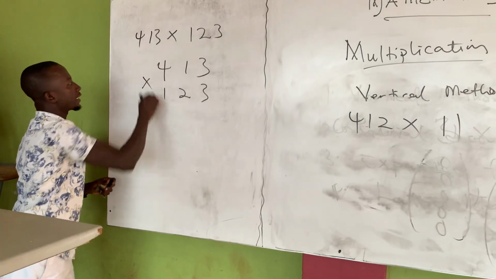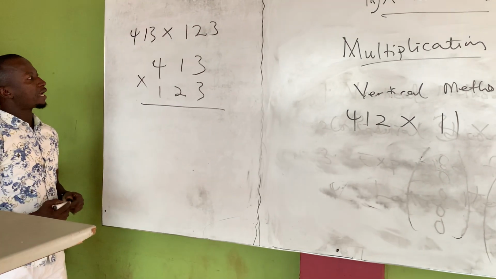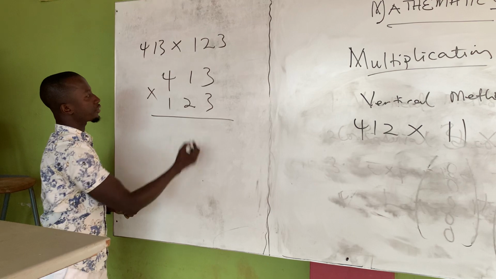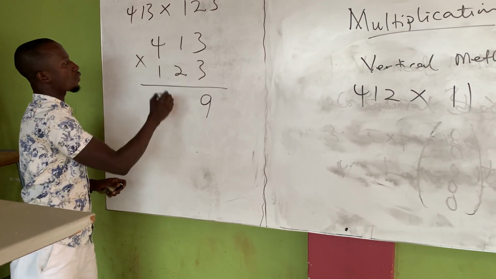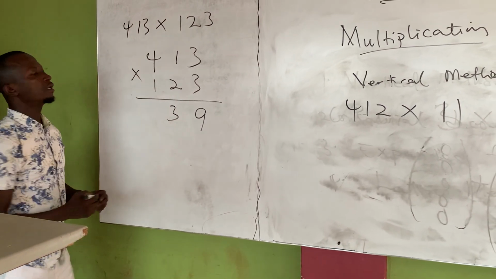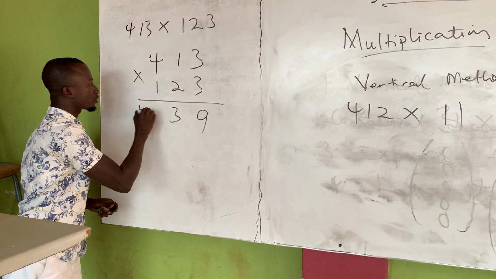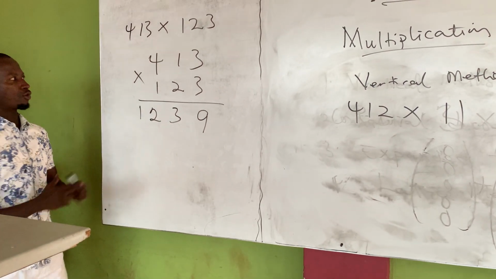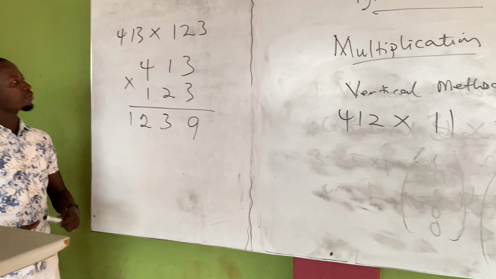Now, we are multiplying. Let's go. 3 times 3 is 9. 3 times 1 is 3. 3 times 4 is 12. You write your 1 and 2. You are done with the first digit. Let's move on to 2.